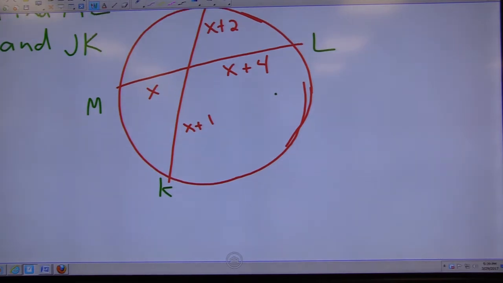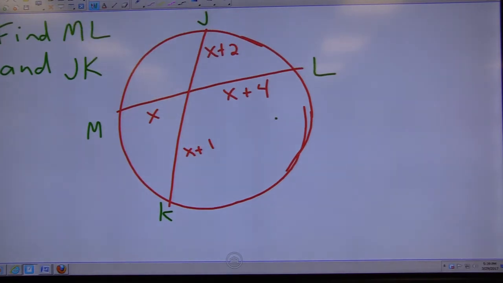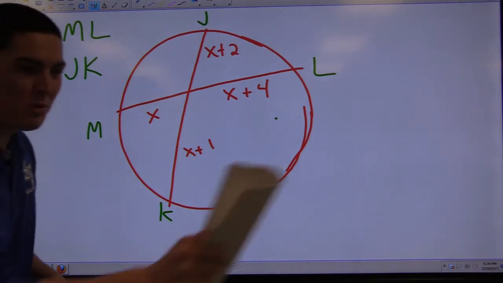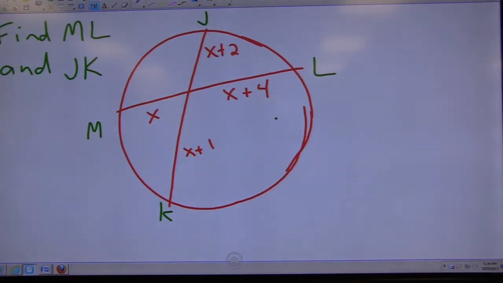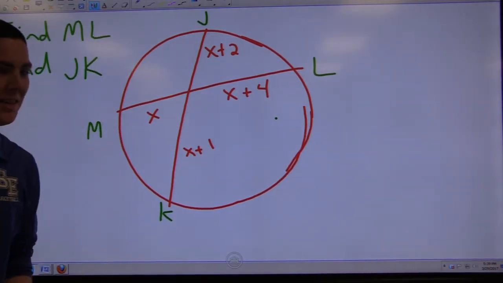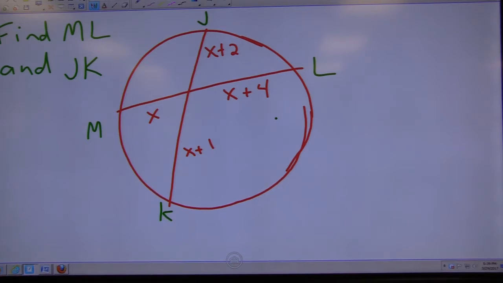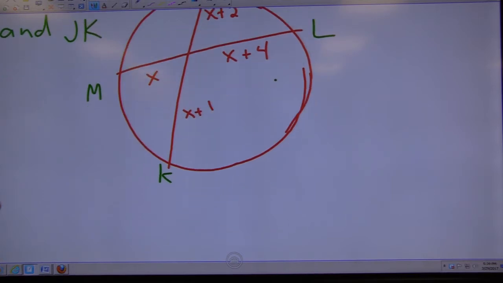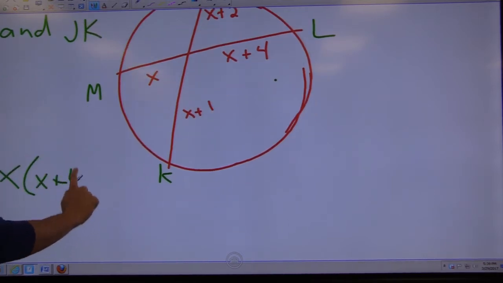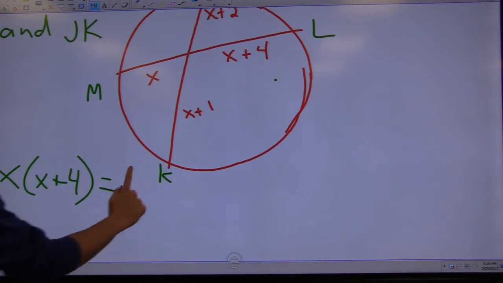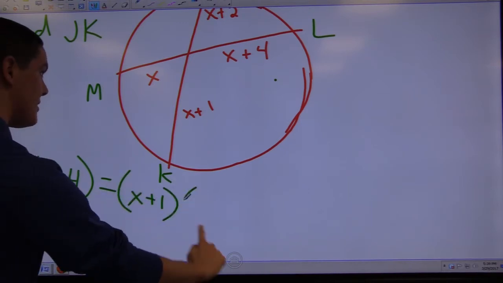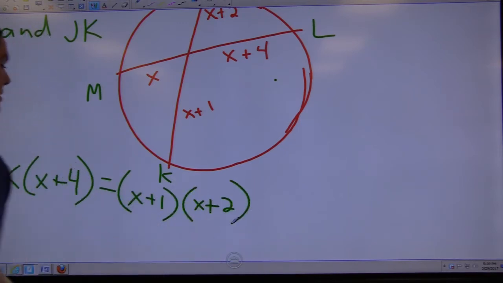All right, let's see what we can do. What's the equation we can set up? Pause the video. If you said x times x plus 4 is equal to x plus 1 times x plus 2, that's correct. If you didn't say that, it's wrong.